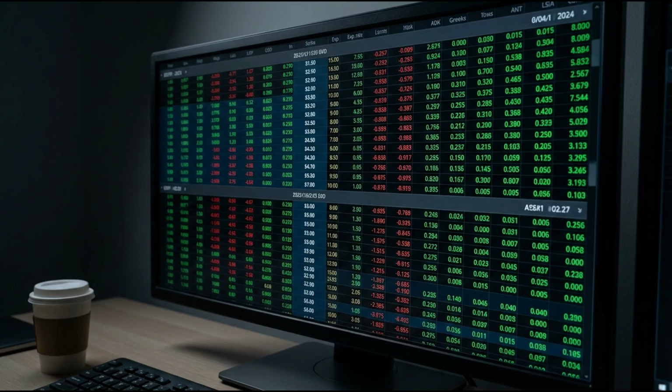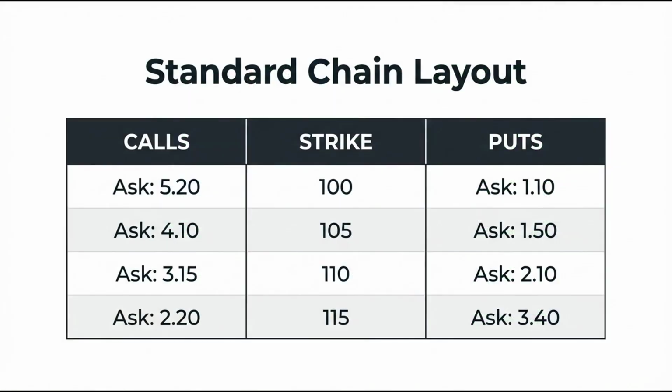Understanding how to navigate this matrix is not just about finding a price. It is about assessing the probability of profit and the cost of entry. Before we discuss strategies in Phase 5, you must be able to read this data fluently. Let's break down the standard layout, which generally mirrors across most brokerage platforms.